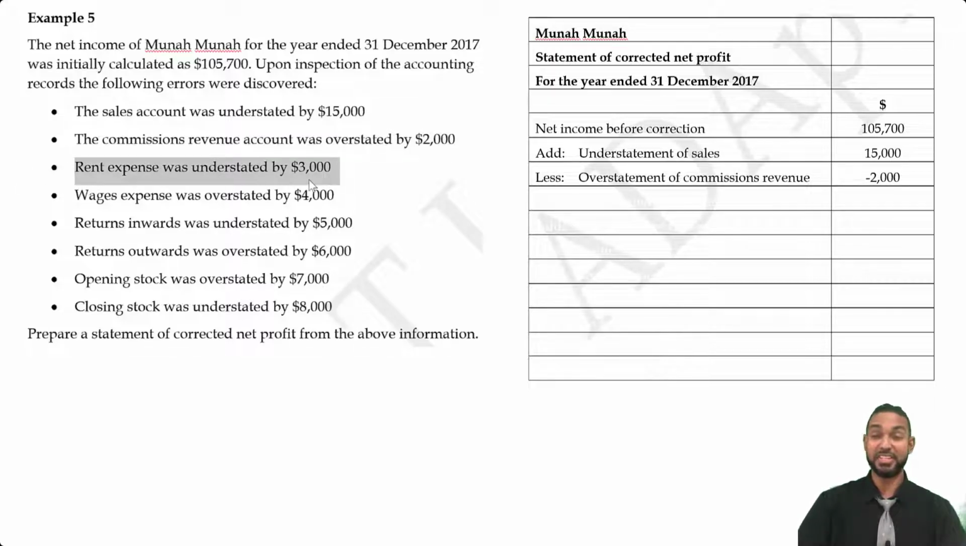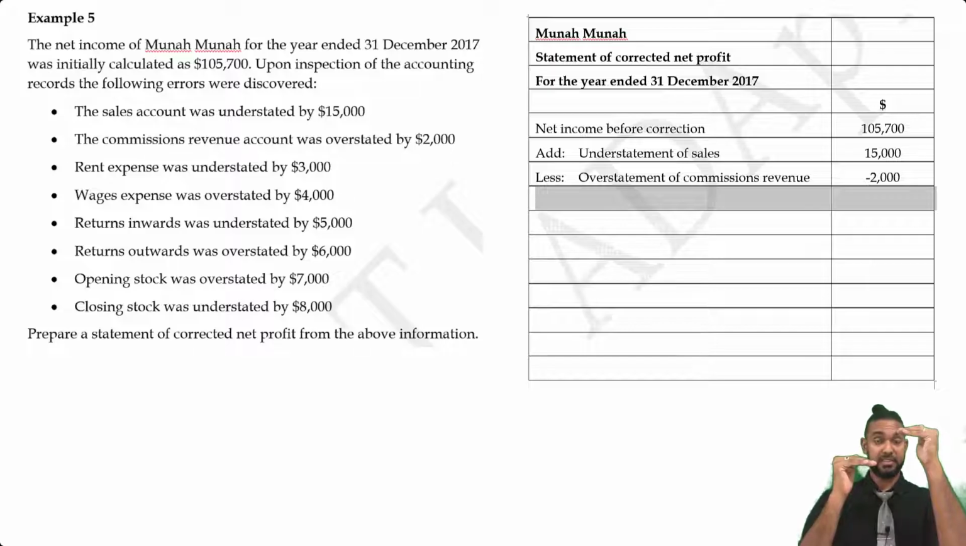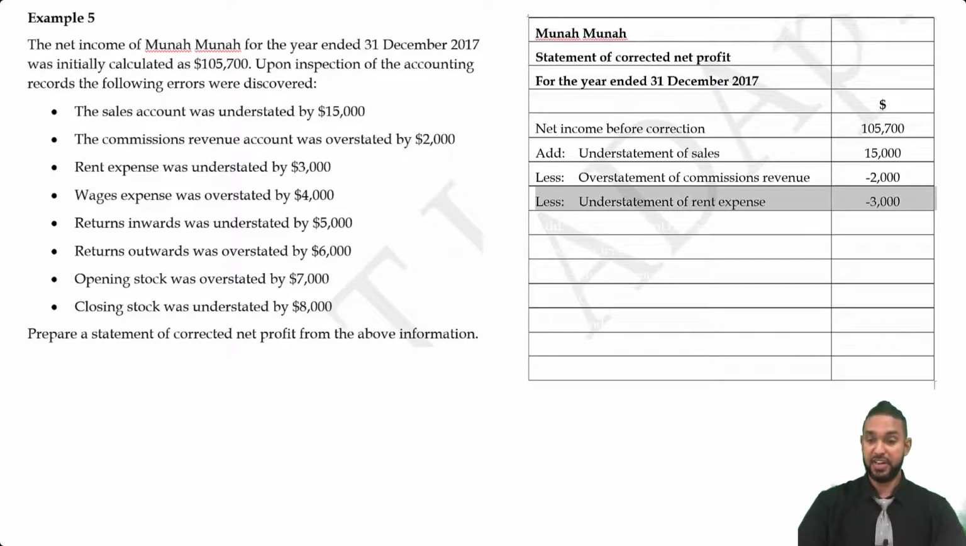Rent expense was understated by 3,000. So rent expense understated means rent is too low. To fix it, we have to increase the expense amount. And when we increase an expense, profit goes down. So that's going to have to be subtracted in this process across here.